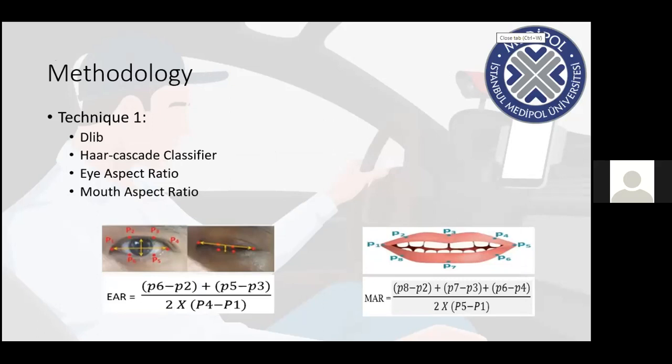In the first technique, we use the very famous DLib library, which uses a Haar cascade classifier for the detection of the face and facial points. From these facial points, we detect the points of the eyes and mouth, and from these points we calculate the eye aspect ratio and mouth aspect ratio.